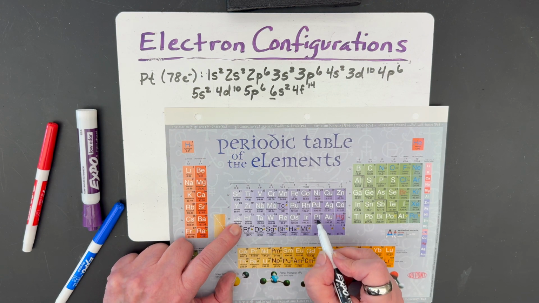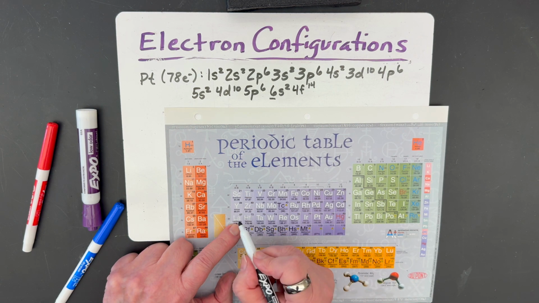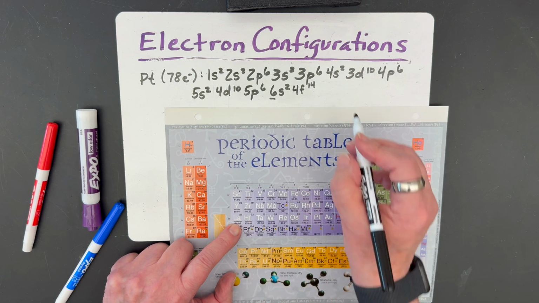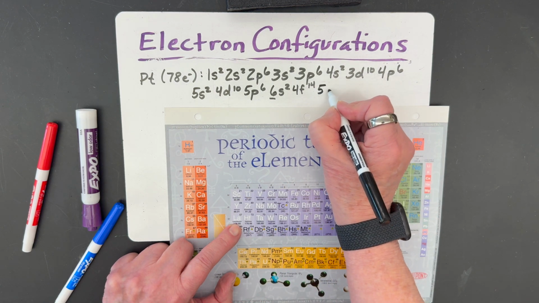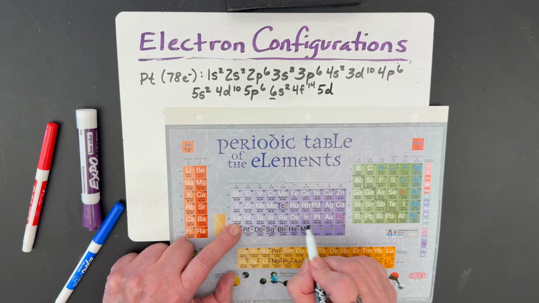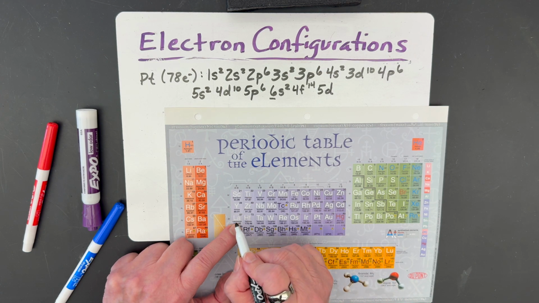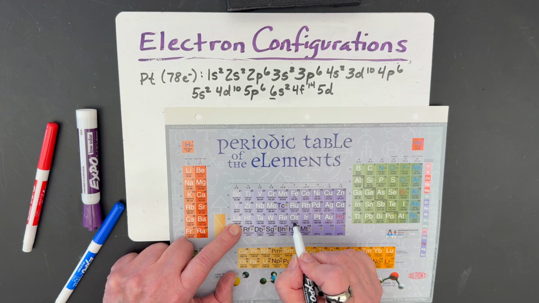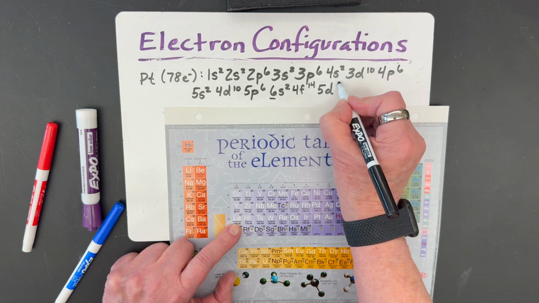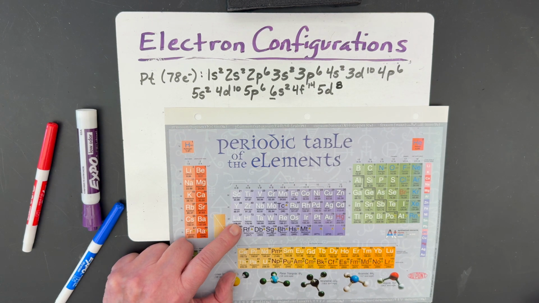Now we're going to platinum, which is over here. So we are in our 5D, but we don't need to fill it up with 10. That would take us all the way to mercury. We only want to go to platinum, so we just need 1, 2, 3, 4, 5, 6, 7, 8 electrons in our 5D.